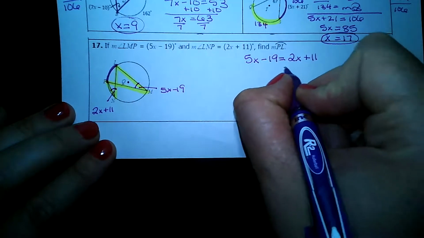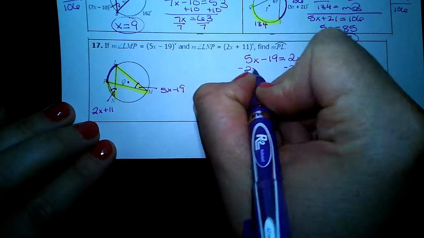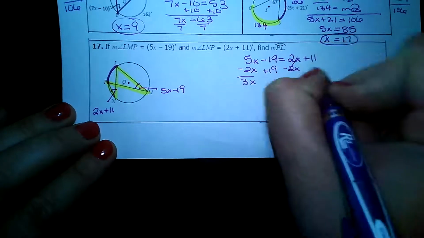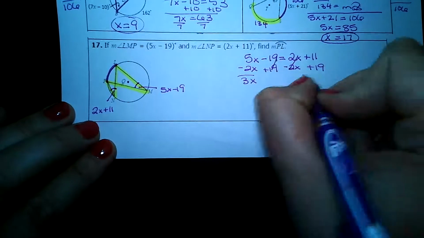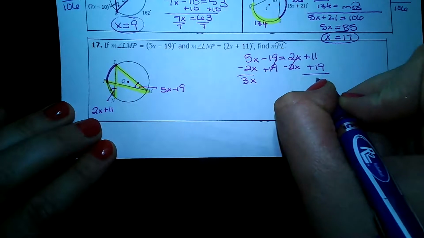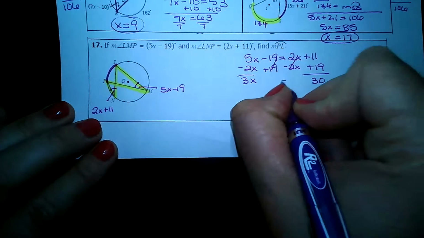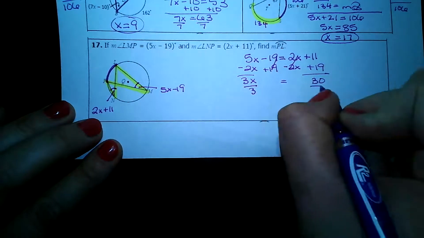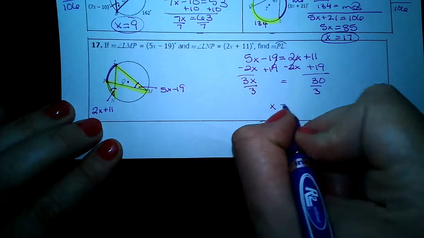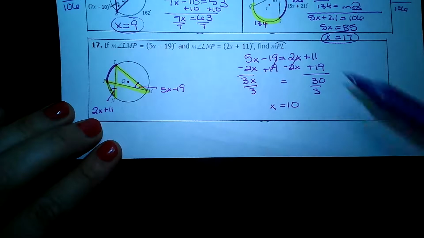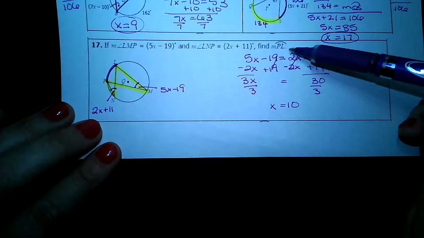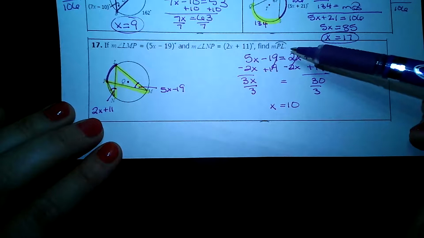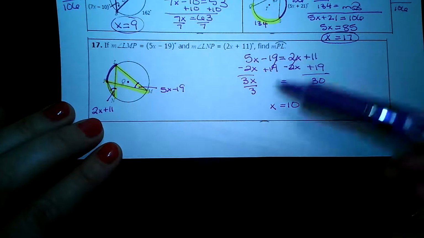Do a little solve here. Move over this 2x by subtracting. Move over this 19 by adding. 19 and 11 make 30. 3x is equal to 30. Divide by 3 on both sides, and I'm getting x is equal to 10. My final step is to use that 10 to solve for PL, arc PL.